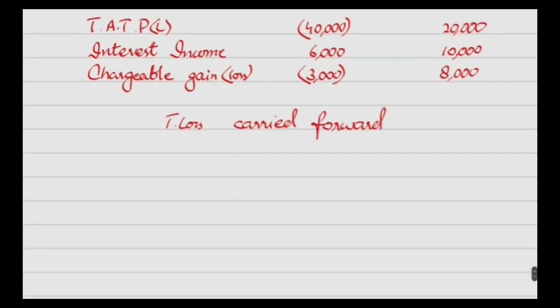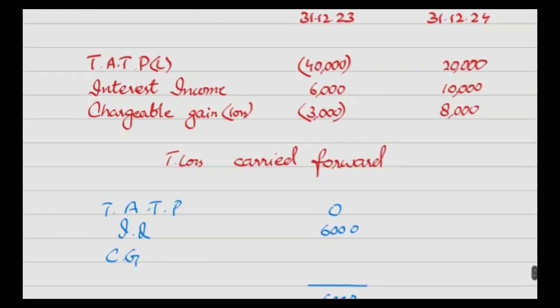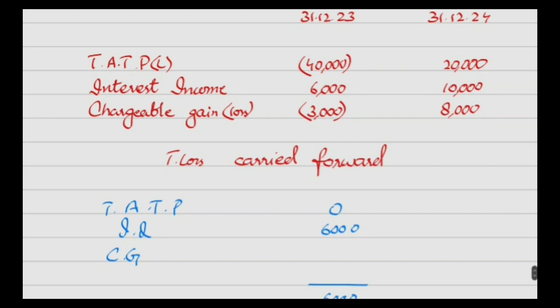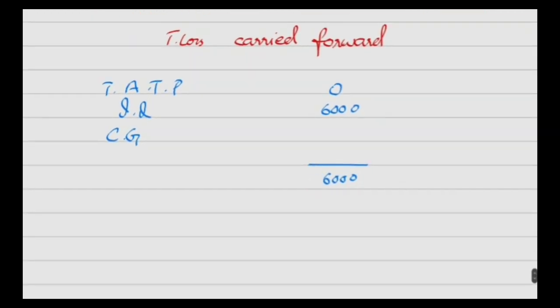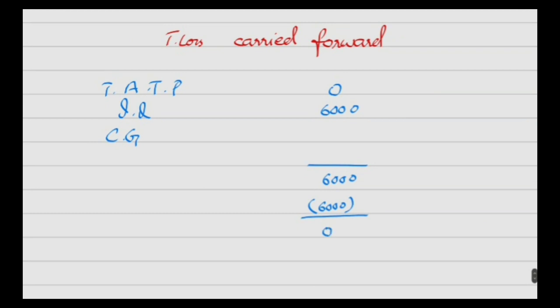So in the first year you will record tax adjusted trading profit 0, interest income 6,000. And chargeable gain will not be recorded as this is a loss. So total profit is 6,000. For this, trading loss is remaining trading loss you have to carry forward.